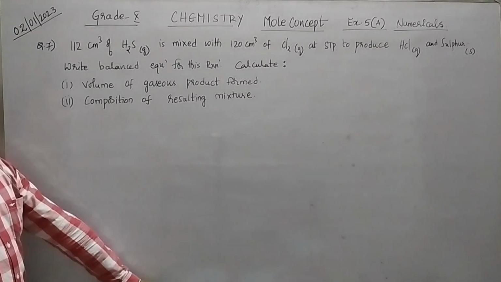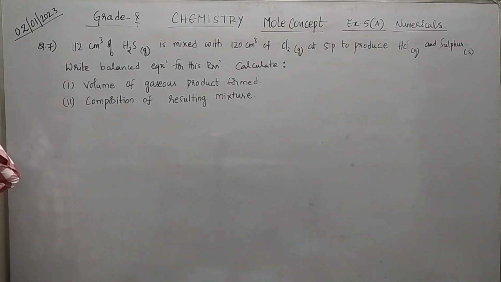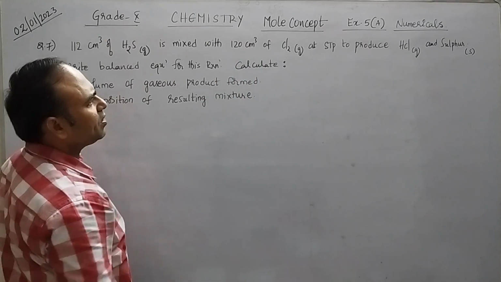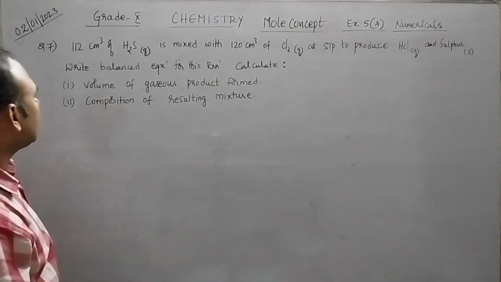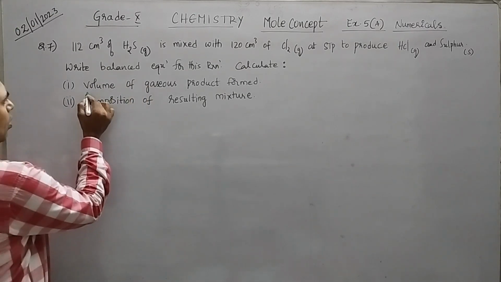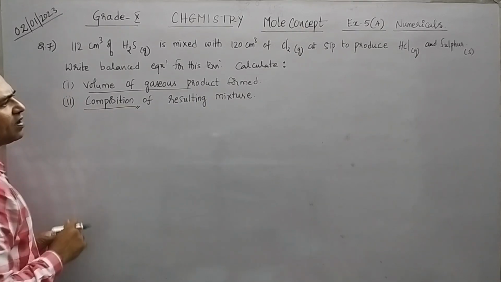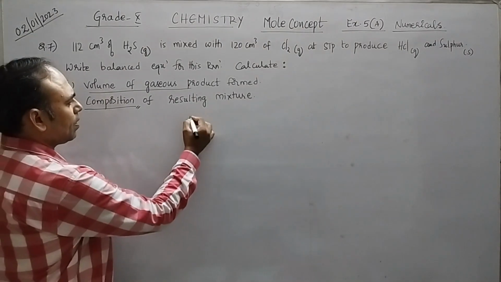Now let us see question number 7. 112 centimeter cube of H2S, that is hydrogen sulfide gas, rotten egg smell, is mixed with 120 centimeter cube of chlorine gas at STP to form HCl and sulfur. They are asking, write the balanced equation and calculate what is the volume of gaseous product formed and the total composition of the reaction mixture. First and foremost thing, how to write the balanced equation?